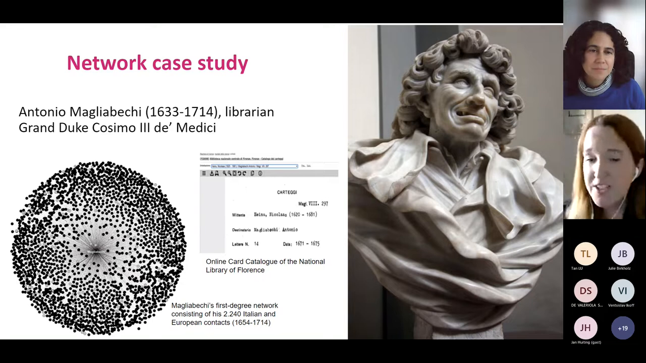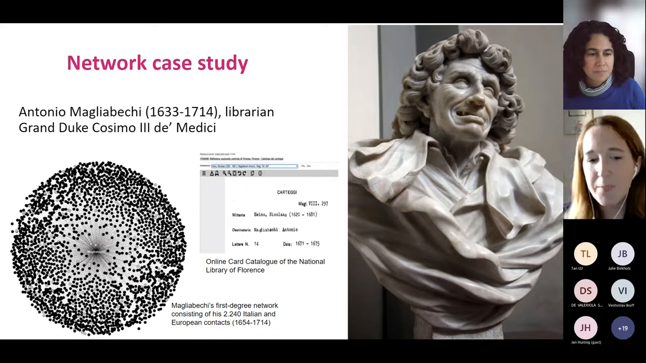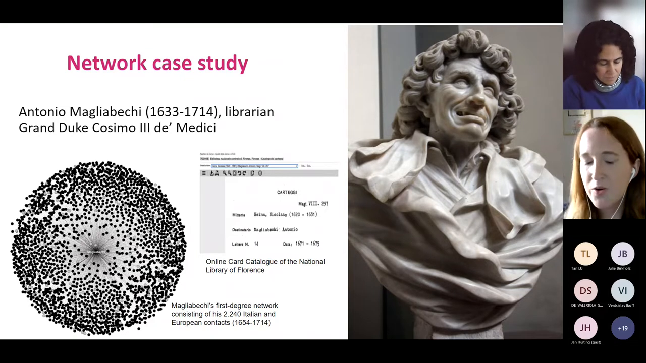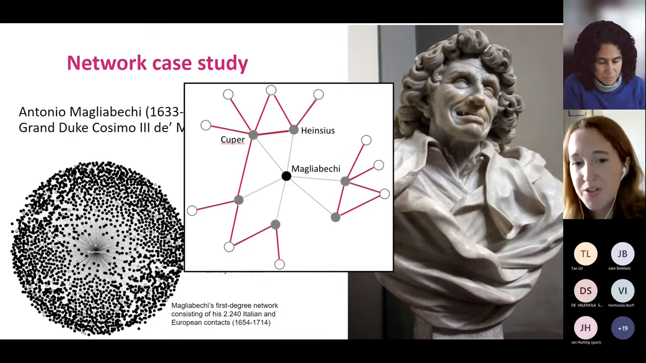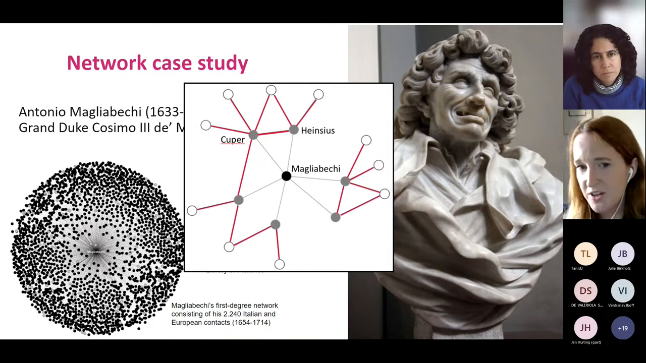To do so, I needed to first create his first degree network, and we can see that in this visualization here. I created it based on the card catalogue of the National Library of Florence. Here you can see an instance of this card catalogue. We can see the sender, the recipient, the number of letters they exchanged, and also the years in which this exchange took place. Based on this card catalogue, we can then create his first degree network. So we can see Magliabechi in the center of this visualization, and all of his contacts around him in this first degree network. But to understand more about the ambitions and the struggle Magliabechi had in becoming a broker, I needed more information about his context.